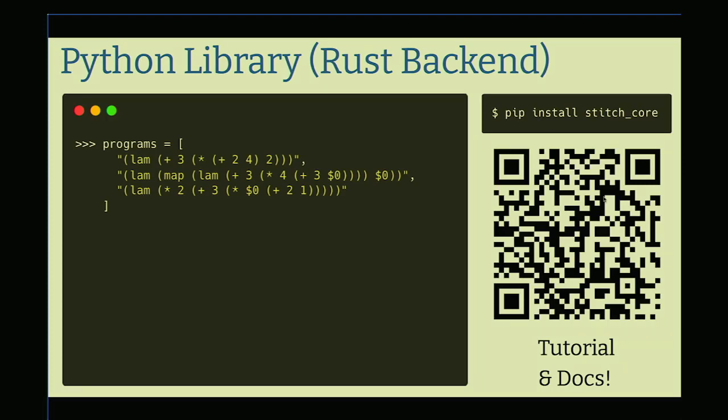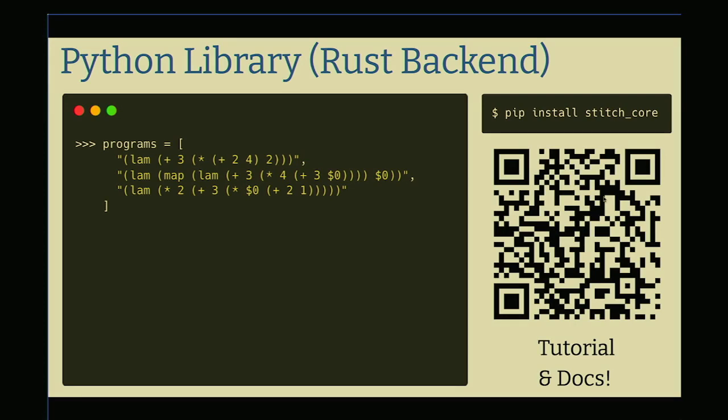Now, another part of this project was actually to make abstraction learning a bit more accessible for people to try out and experiment with their own problems. So we implemented Stitch in Rust, but we also wrote a Python library that you can pip install that basically provides bindings to this underlying Rust implementation.